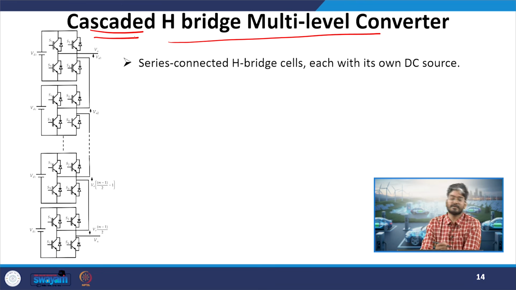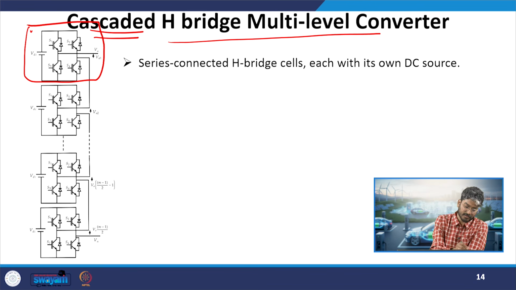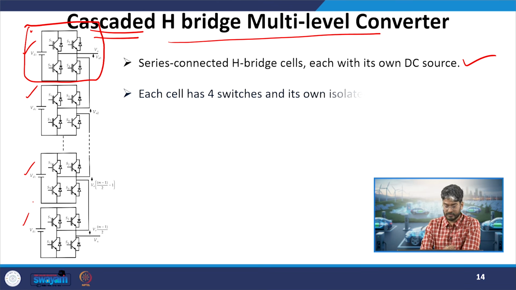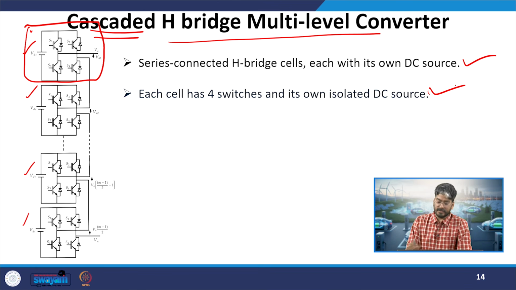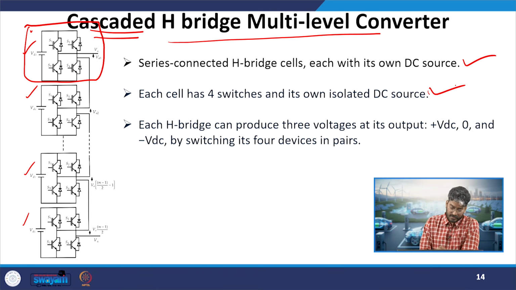It means the series connection of various H-bridge circuits. What is an H-bridge? This entity, a capacitor with 4 switches connected in the shape of H, we call that an H-bridge circuit. So this is a series connection of H-bridge cells with an independent DC source. If you see, every one of them has an independent DC source. So each cell has 4 switches and its own DC source. Each H-bridge can produce plus VDC, 0 and minus VDC, where this VDC is the voltage of one cell.